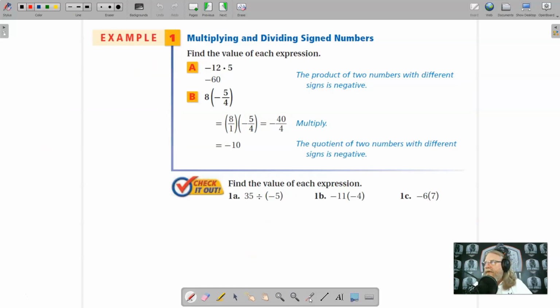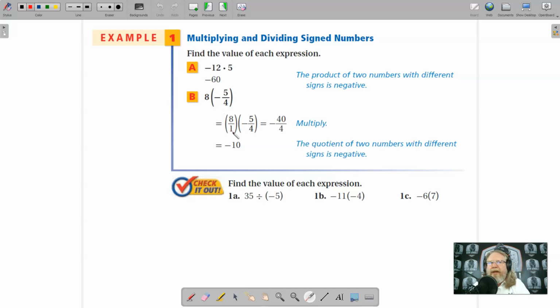Okay, let's look at example 1. Multiplying and dividing signed numbers. Find the value of each expression. So we have negative 12 times 5. So it's a positive times a negative, so we know the answer is going to be negative, and 12 times 5 is 60. On the next one, we have 8 times negative 5 over 4.